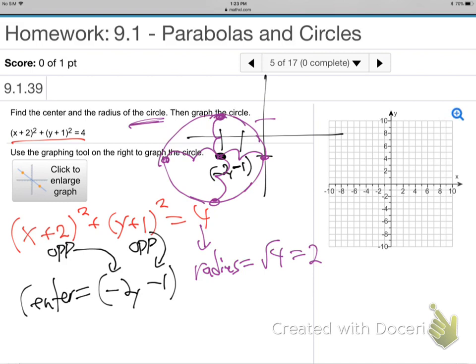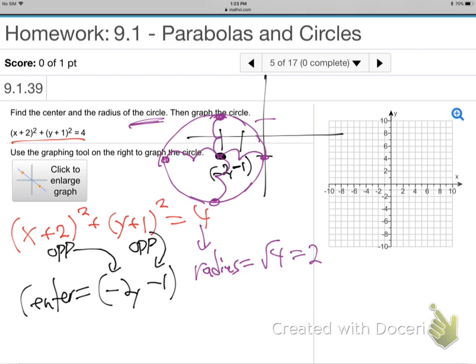Does that make sense what I did? So from that center, I went up 2, down 2, right 2, left 2. 2 in every direction, because that's the radius. How far from the center to the edge? Every direction, 2. So for these circle ones, you just go opposite square root. Put the center down, and up 2, down 2, right 2, left 2.